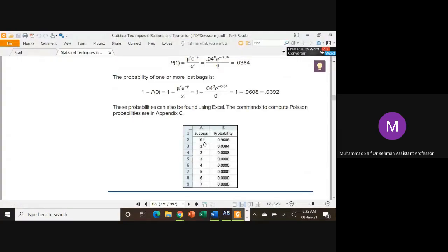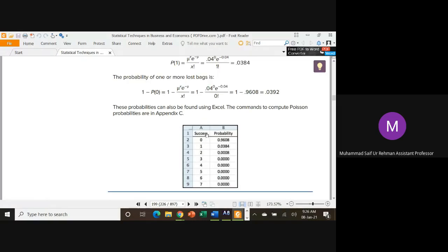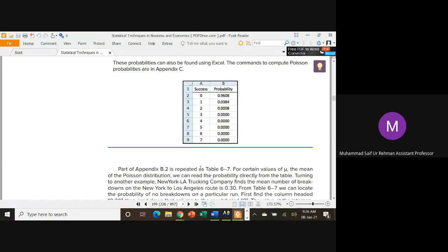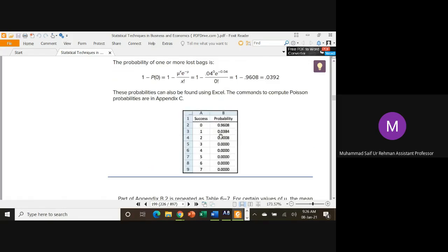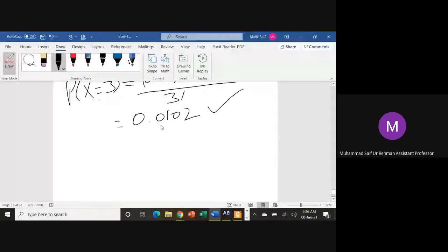Successes. So successes in this case, let us say this is 0. 0 means no bag lost. And then you will go onward. It is just a small table, but in fact, as the number of successes in this case is up to 20, this column will move onward up to 20. In this way you will write down the probabilities. For each you can find out, as we have found for 0 and for 3, so you can also find out for the other events. So what is the probability for 3? 0.0102.